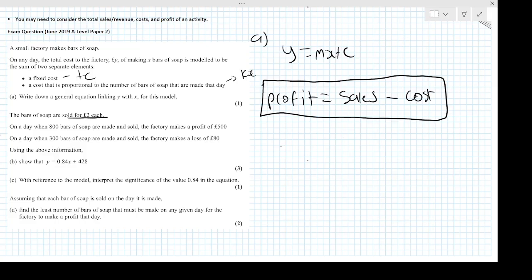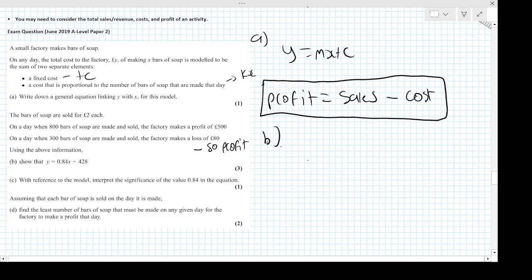Also profit can be negative if it costs more than it does to sell it. And you can see that here. If it makes a loss of 80, that's a negative 80 profit. And also you can rearrange it if you need sales or cost instead. But that is the key formula there, and I thought I'd dedicate a segment to it here. Okay, so let's commence with part B.